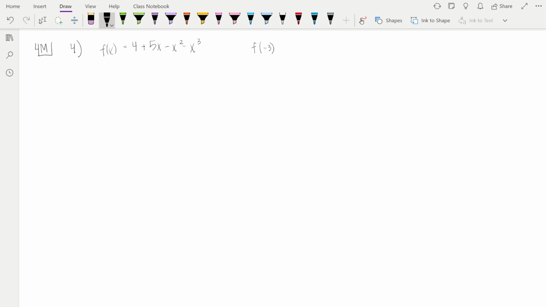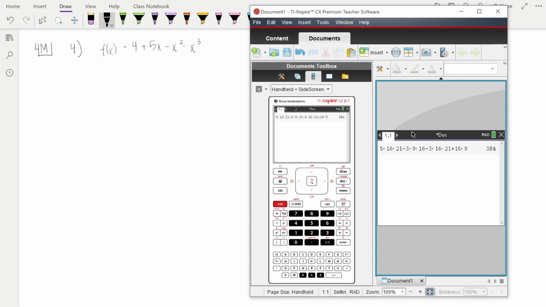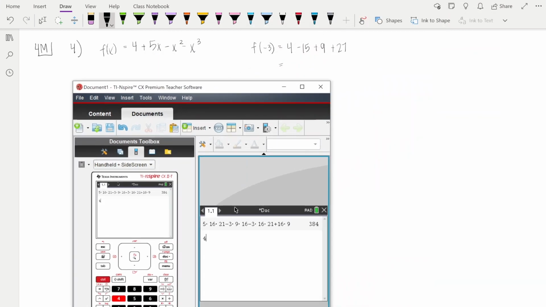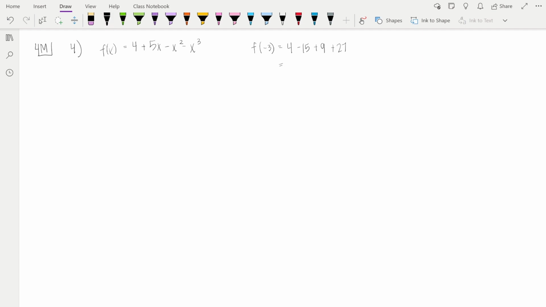When we're at negative 3, 4 minus 15 plus 9. Negative 3 cubed is negative 27, but then there's a negative on there, so that's plus 27. We could calculate this by hand, but that seems a non-wise idea. Just use a calculator here. 25. And the other endpoint is 4 plus 15.